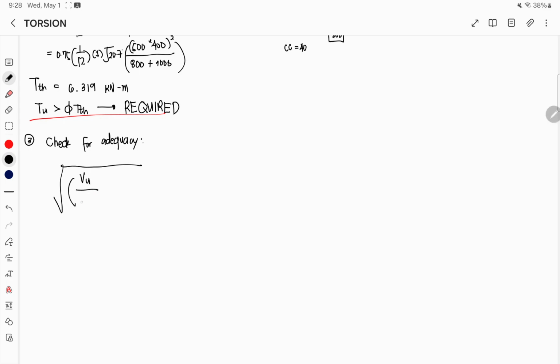VU BWD squared plus TUPH all over 1.7 A sub OH squared times squared. So, this equation must be less than or equal to phi VC BWD plus 3.66 square root of FC prime.